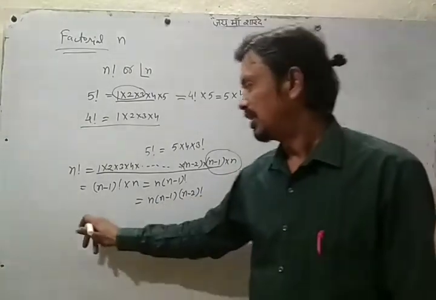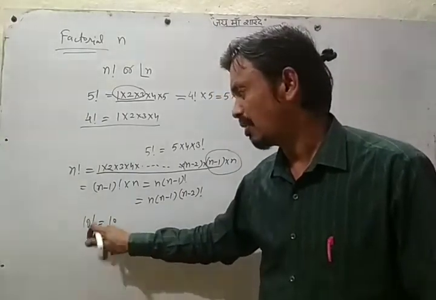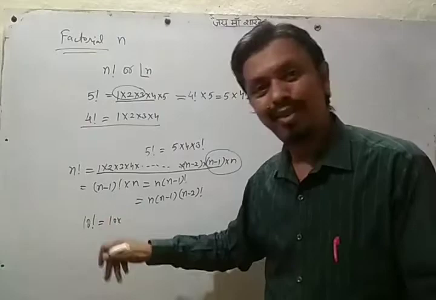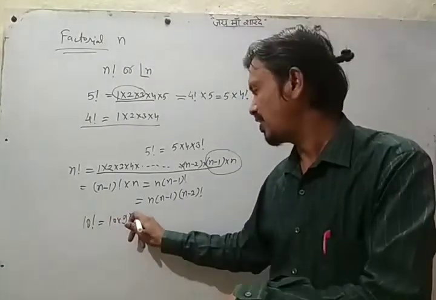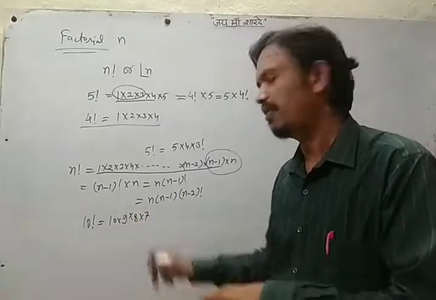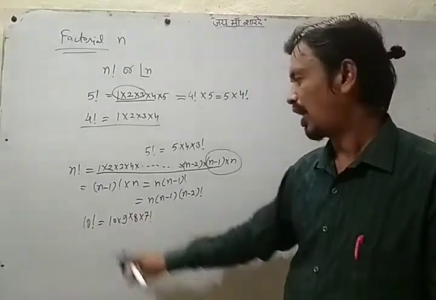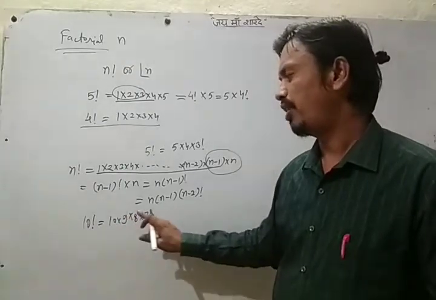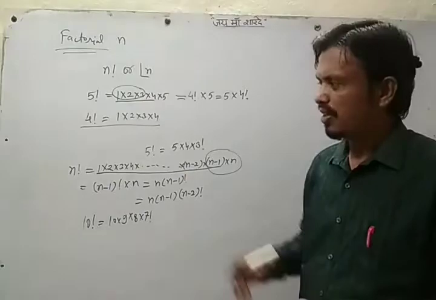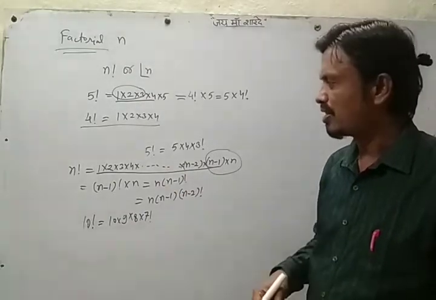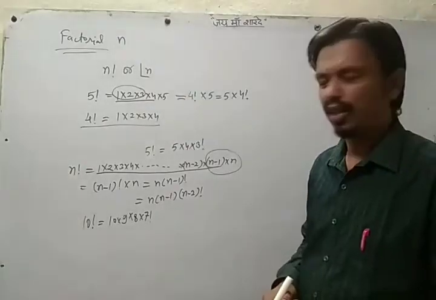For example, 10 factorial. We can write it starting with the same number 10, then take one less, 9. Again one less, 8. Again one less, 7. And if you want to close here, put factorial. So 10 factorial can be 10 into 9 into 8 into 7 factorial. First you can note this, then we'll see some properties and how to solve questions based on this factorial.